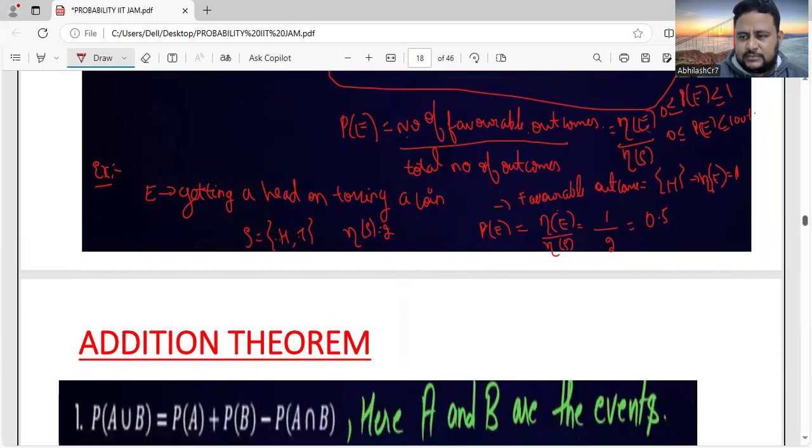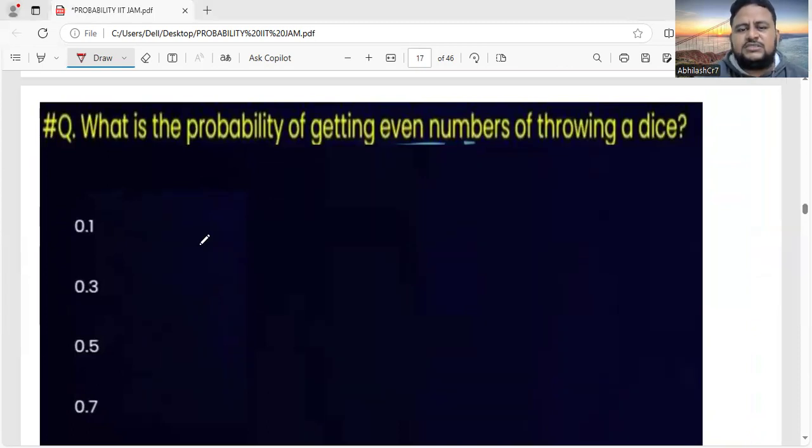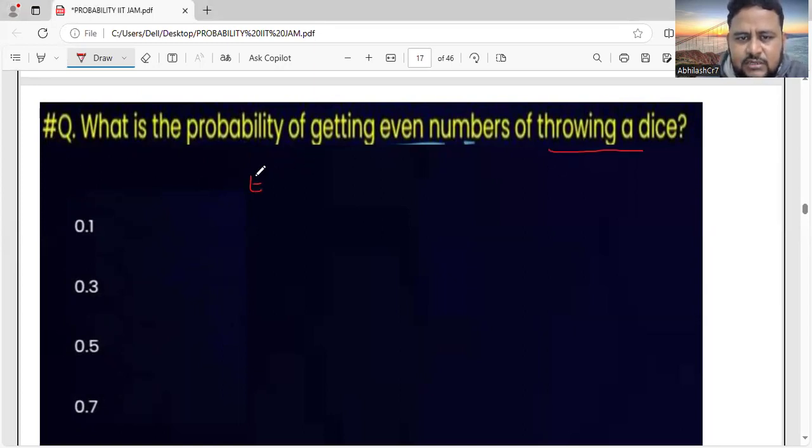I think there is one question here. The question is, what is the probability of getting an even number when throwing a dice? So here, what is the random experiment? The random experiment is throwing a dice. The event is getting an even number.